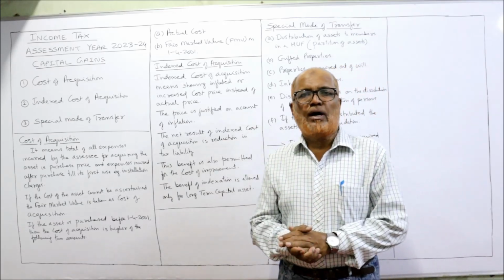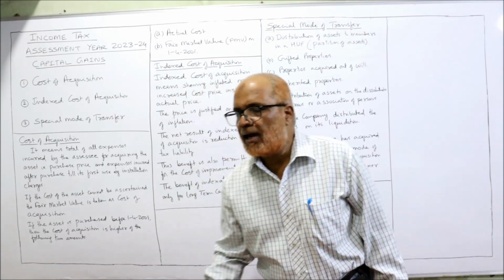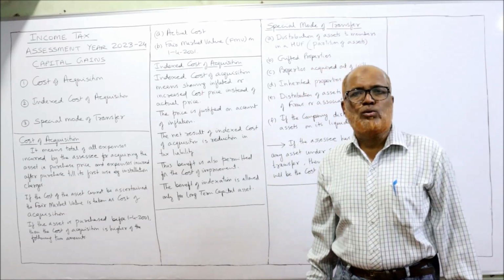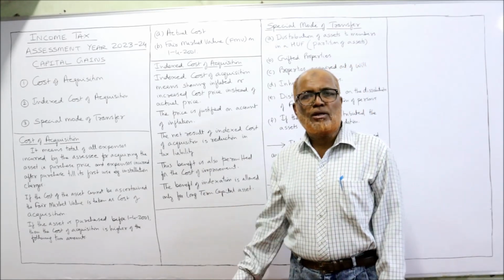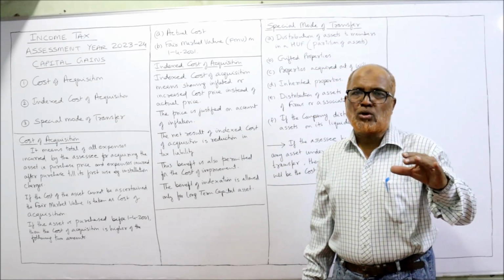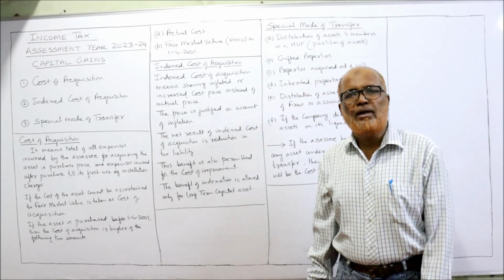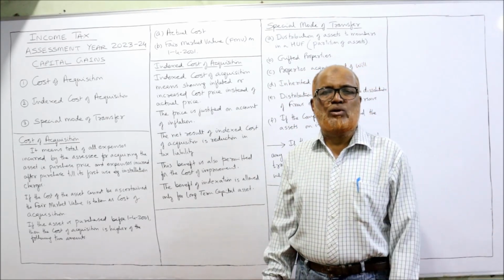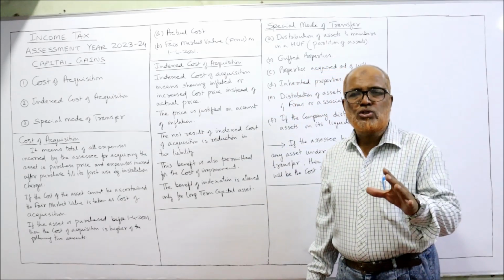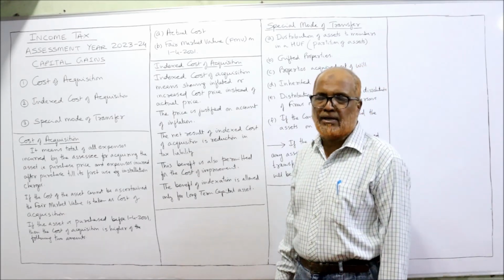Now in this third video, I'm going to explain three important topics. The first topic is acquisition cost, cost of acquisition. Secondly, indexed cost of acquisition. And thirdly, special mode of transfer. These are very important because these concepts will be applied while doing the problems. In examinations, very frequently they will ask you, what do you mean by indexed cost of acquisition? What do you mean by special mode of transfer? So watch the video till the end to get complete command on this topic of capital gain.